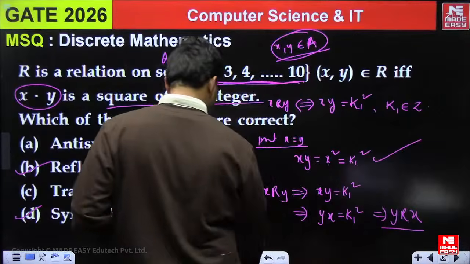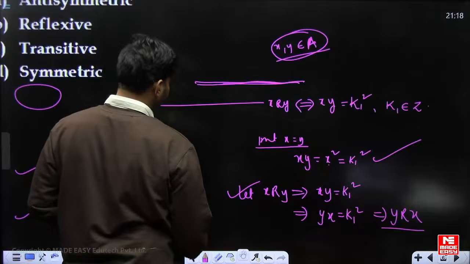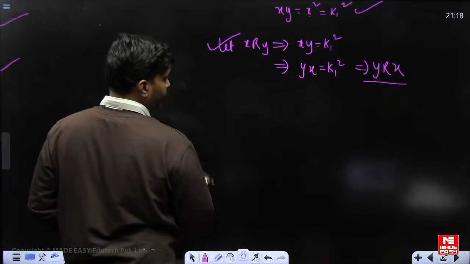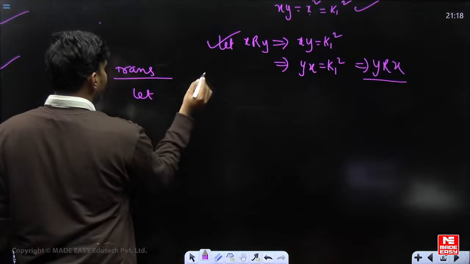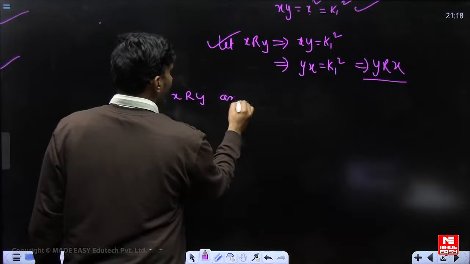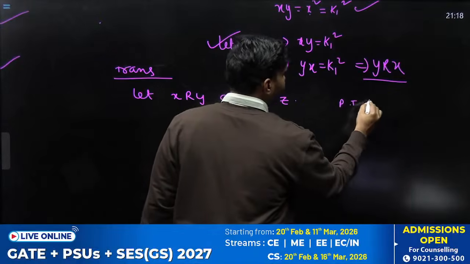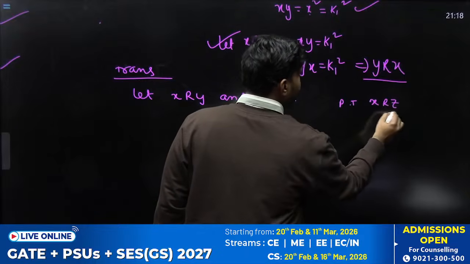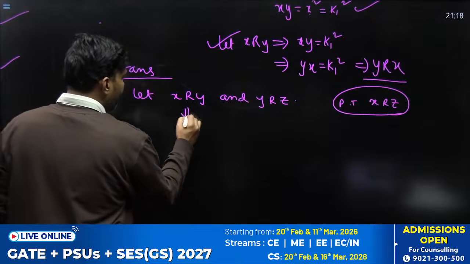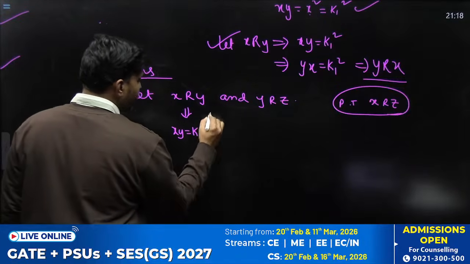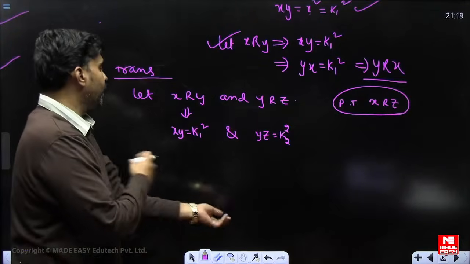Now let's see what happens in the transitive case. Let's check it out, whether it is transitive or not. Suppose x is related to y and y is related to z, and we need to prove that x is related to z. This is our aim, and this is the hint. So when x is related to y, can I write xy is equal to k1 square, and yz is equal to k2 square, beta.